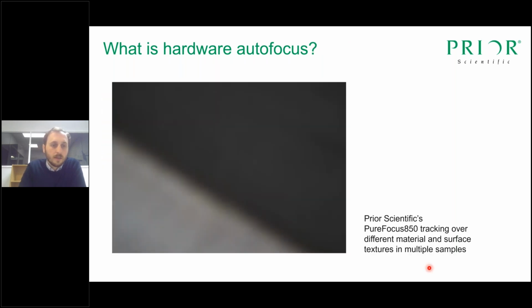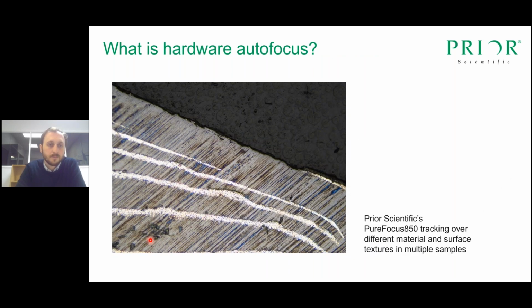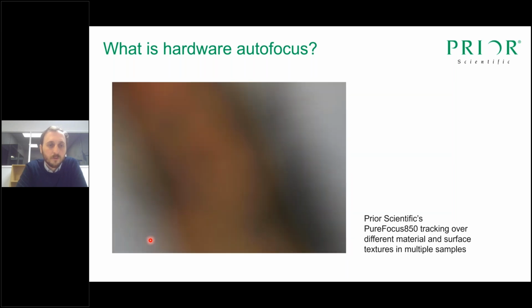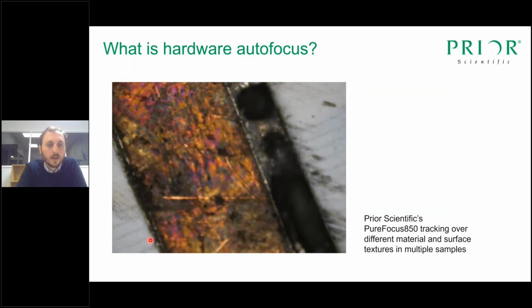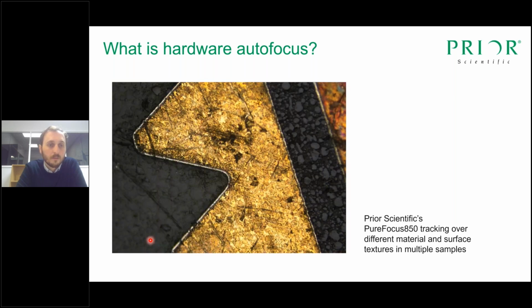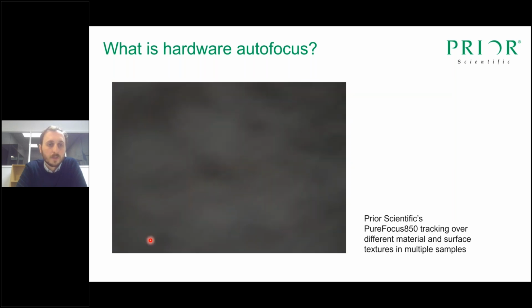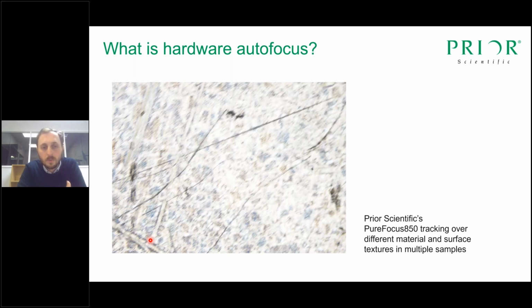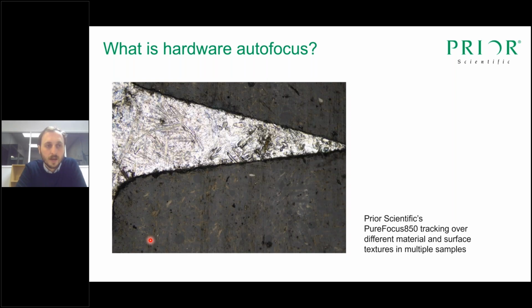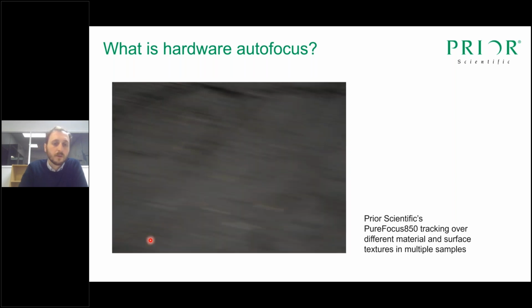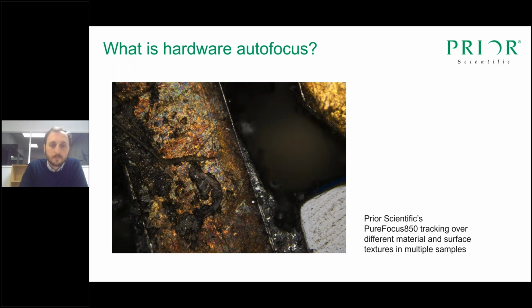And what you can see, if I just go back one slide and play the video again, is that regardless of what material we're focusing on, regardless of its structure, the autofocus maintains a good level of focus on the sample. We're dealing with different levels of reflectance, and we're able to adapt to things like that. And I'm going to explain through the course of this presentation how that works, and the things that Prior's system can do that maybe others can't as well.